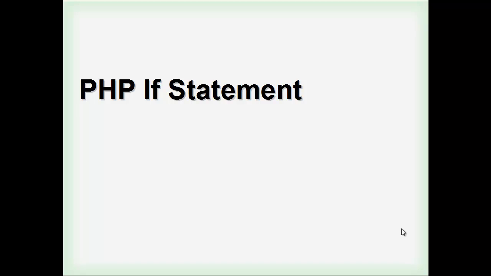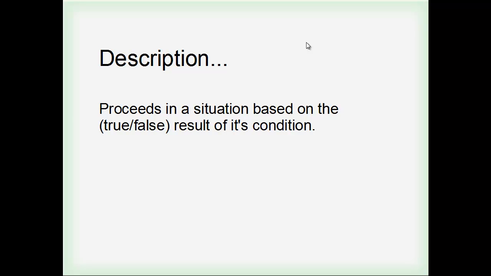Our first conditional statement will be the if statement. As I stated, I call it the paranoid statement, and it proceeds in a situation based on the true or false result of its condition. If you recall the variable unit, we discussed different types of variables, and one of them was called the Boolean, named after George Boole, I believe. Little history fact there. The Boolean value uses these two values, true and false, and I believe it's also null by default. Don't quote me on it though.